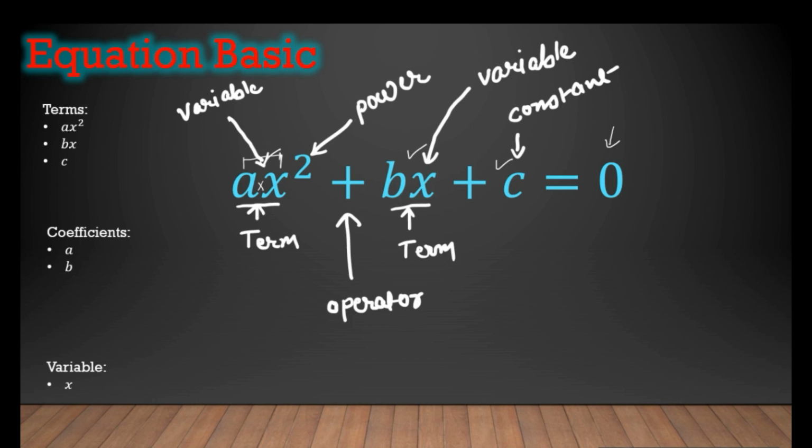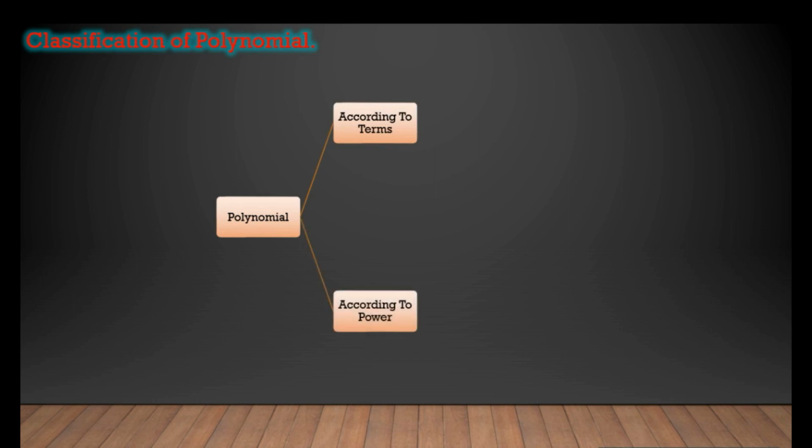Okay, now let us classify the polynomial. So polynomials can be classified into two types. One is according to terms, meaning how many terms are present in the polynomial, and the other is according to power, meaning what is the highest power, and the power decides the name of the polynomial. So first let us see polynomial classification according to terms.